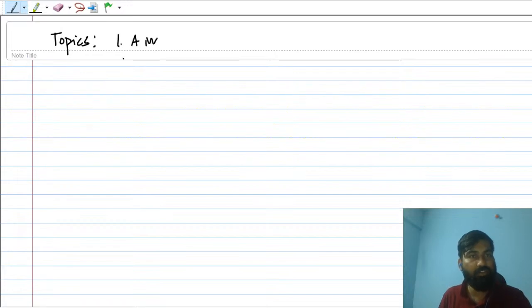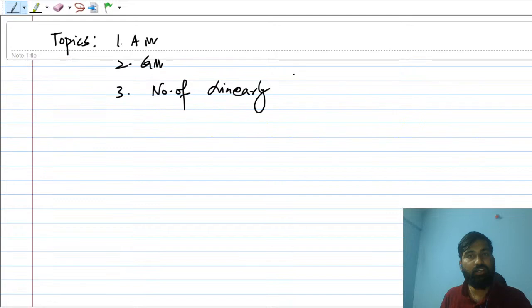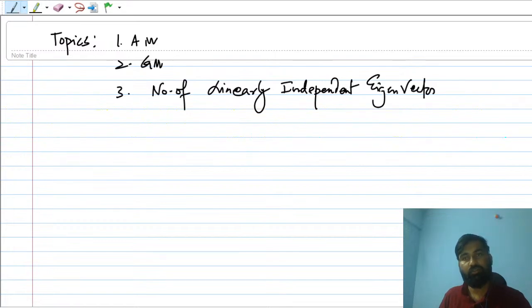In this session, the topics we discuss are, like, multiplicity, and the third topic will be the number of linearly independent eigenvectors. There are three topics that are completely new. What is the meaning of algebraic multiplicity that we have to understand?